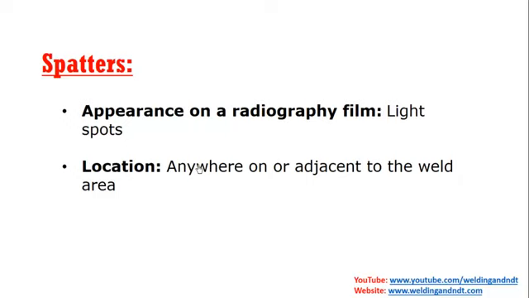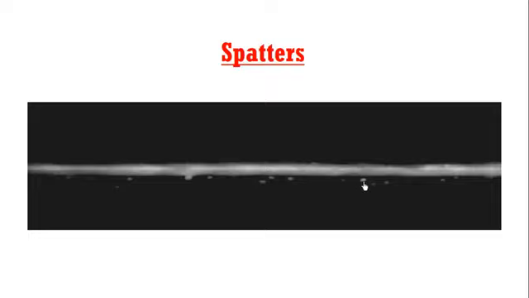Now spatters are small droplets of welding which are splashed during the welding. They appear as a light spot, and can appear anywhere on the weld and adjacent to the weld, on the parent metal also. This is how spatters will appear. There are many spatters, you can see.